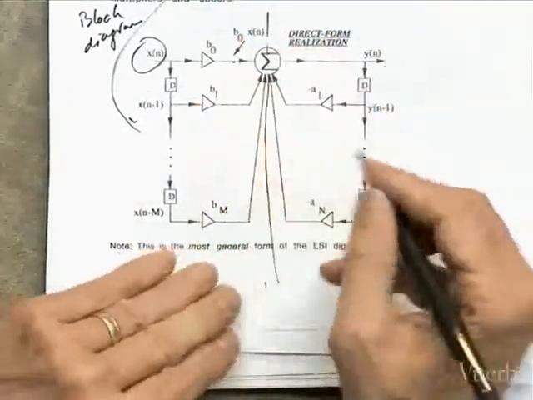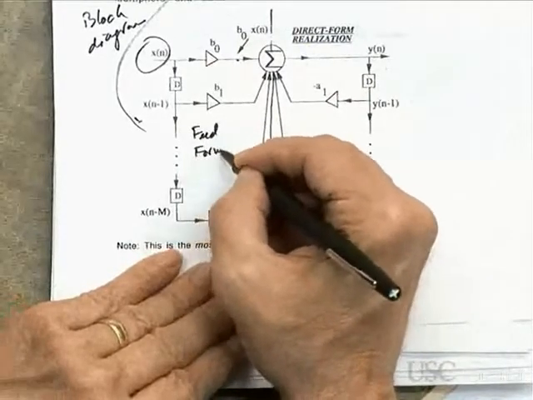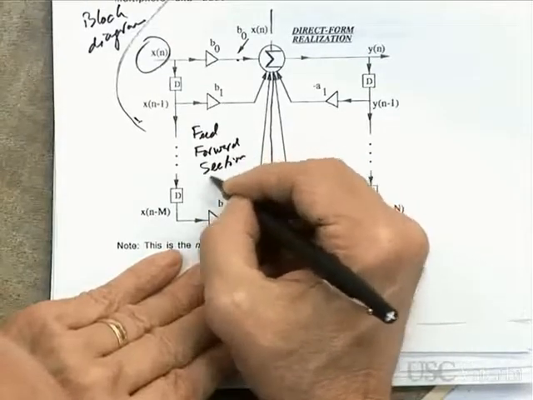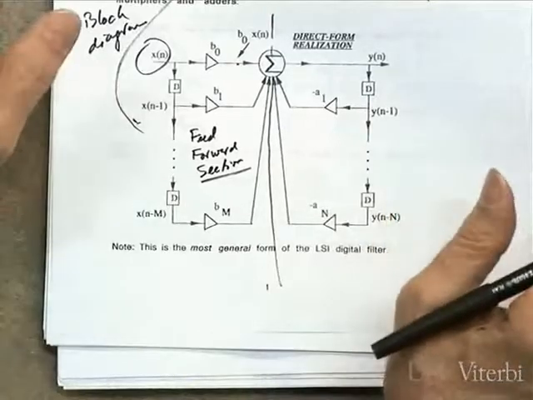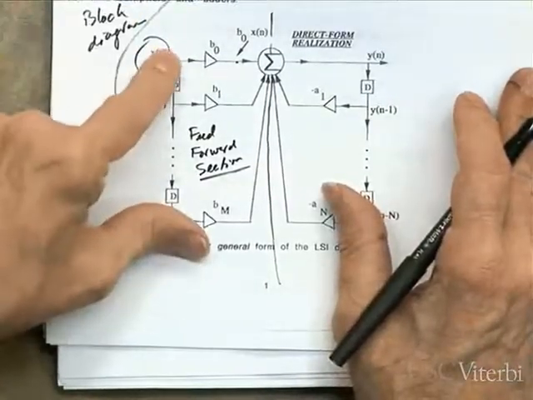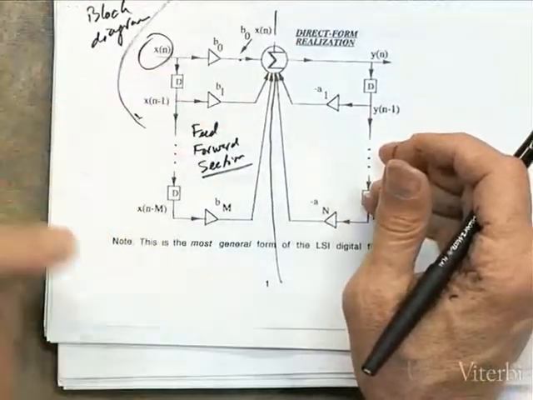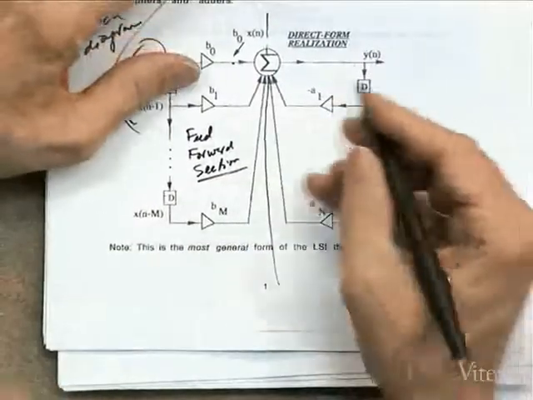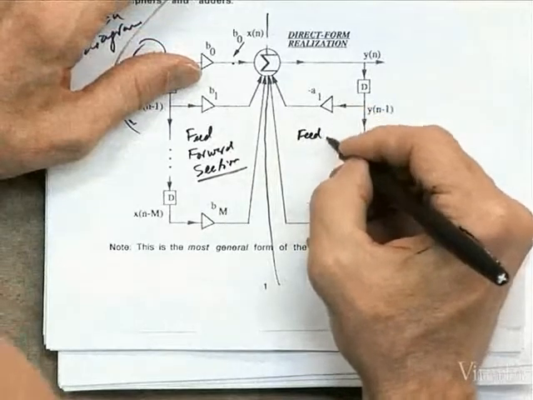That we sometimes call the feed forward section. Okay, that is our feed forward section of this filter. Why feed forward? Because we're taking this signal, we're delaying it, and we're feeding it forward. I'll show you the feedback in a moment. But anyway, this is called the feed forward section. This, on the other hand, is called the feedback section.